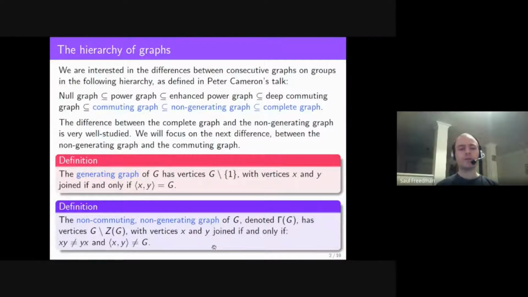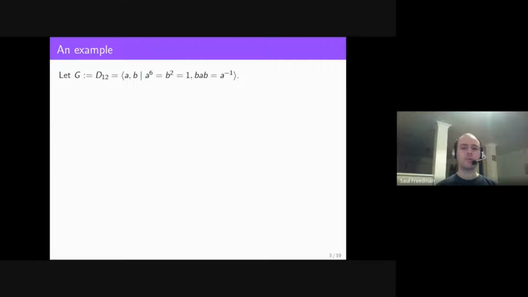Now note that throughout this talk, I'll often be comparing the generating graph and gamma of G, and so to make it clear when I'm talking about the generating graph, I'll be using this pink color for the associated blocks, and otherwise I'll just be using this purple color. Okay, so now let's move on to a simple example. Let G be the dihedral group of order 12, generated by an element A of order 6 and an involution B.